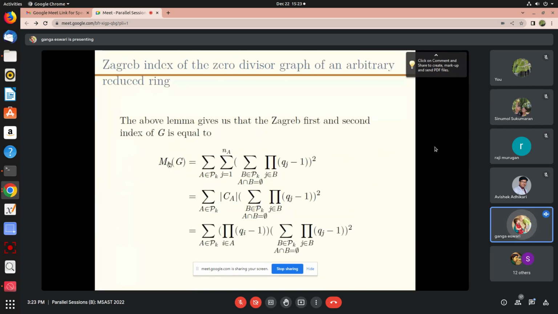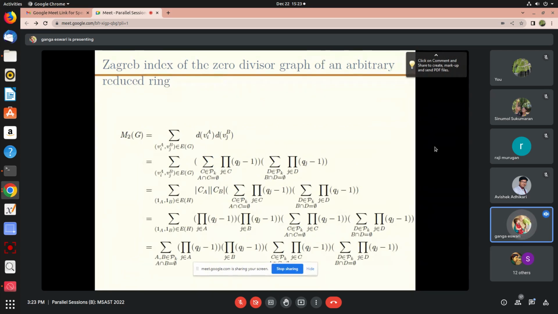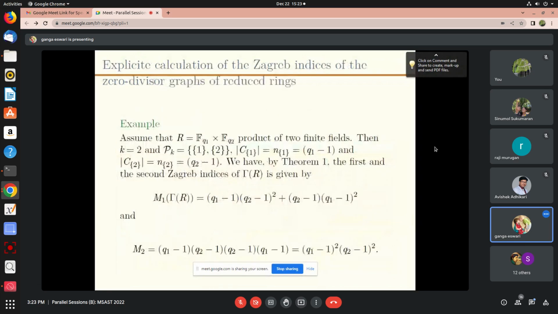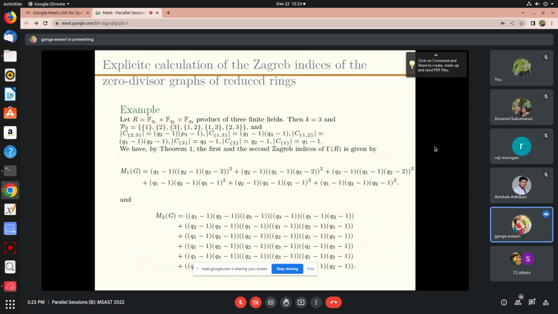Already we know that M1 of G is nothing but the sum of the squares of the degrees. Just substituting, we get M1 of G, and for M2 of G also we substitute the degrees. So this is our example. Thank you. This is my reference.